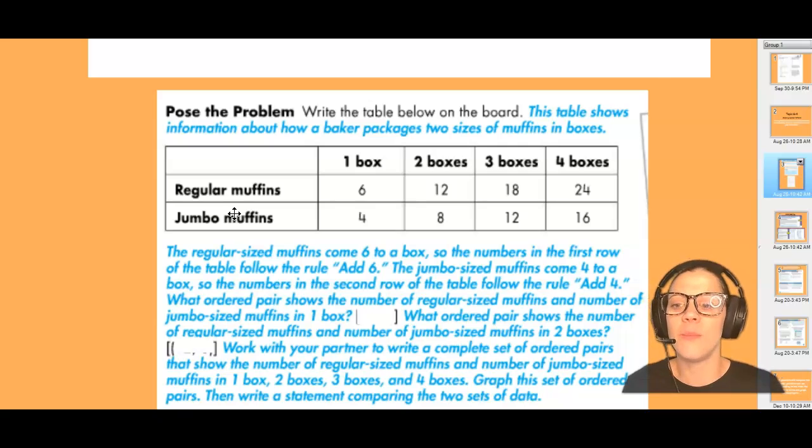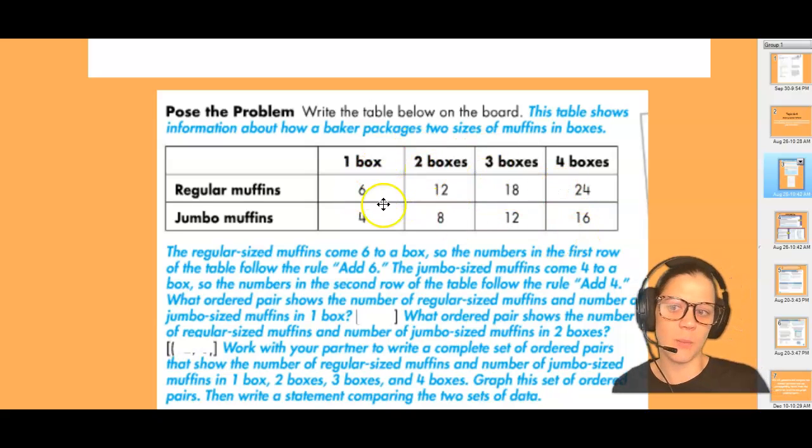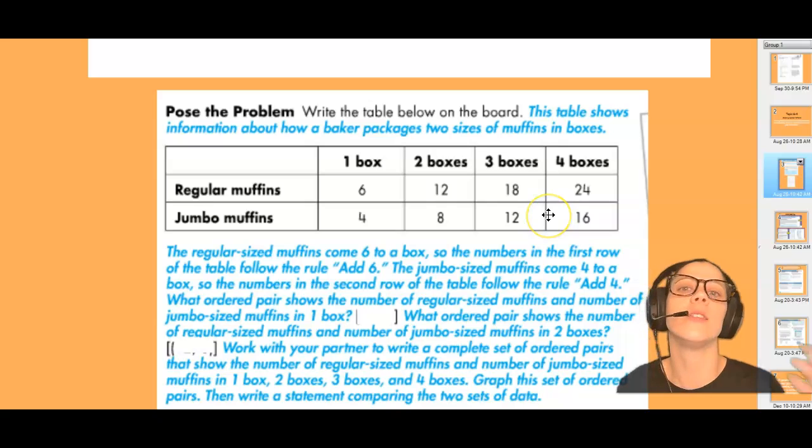So we want to think about what is the rule that we are following in this data set. Let's look at our regular muffins first. In one box of regular muffins, we have 6 muffins. In 2, 12. 3, 18, 4, 24. So what are we adding every single time? We are adding the number 6, right?